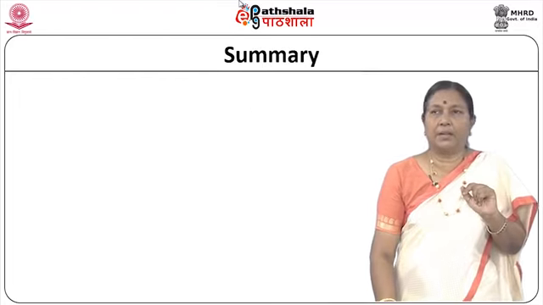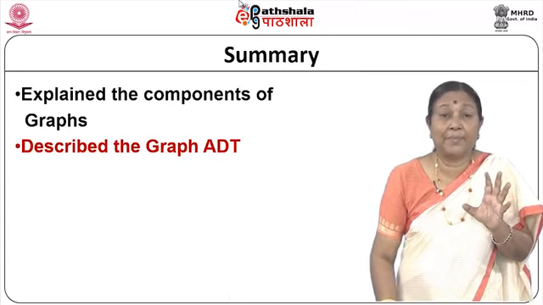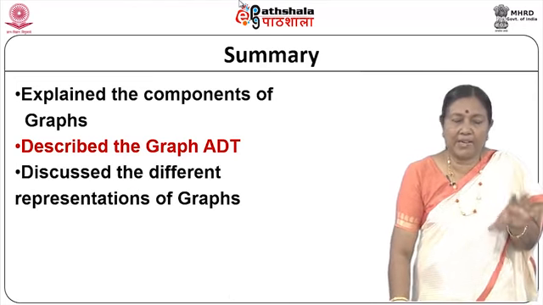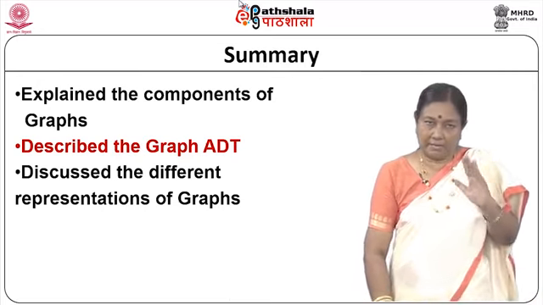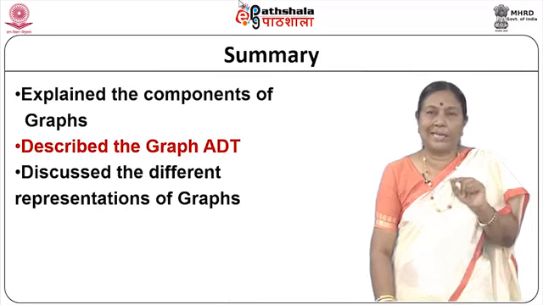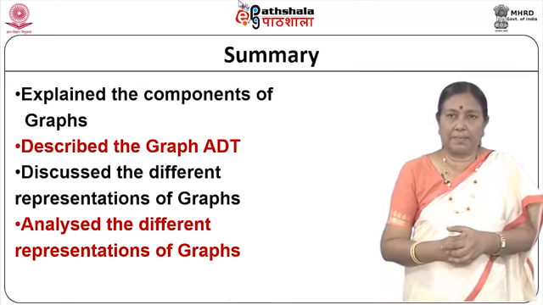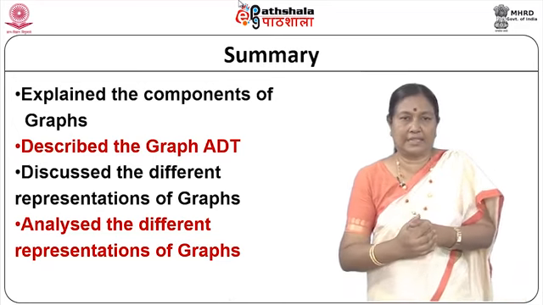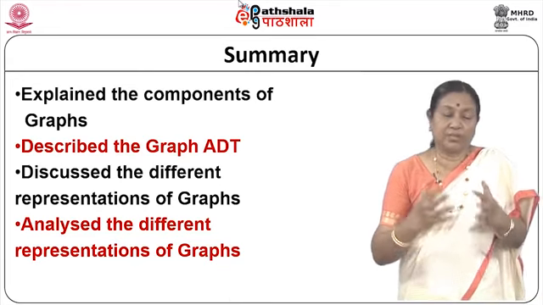So, with this we complete the introduction to graphs. We have explained the components of graphs, we have described the graph ADT, and then we discussed the different representations of graphs, where we looked at the adjacency matrix and the adjacency list, based on head nodes represented using an array with a linked list pointing to all the edges corresponding to each node. And we analyzed the different representations of graphs for the different operations that you can do, and as we already discussed, each application decides which operations you do quite frequently.